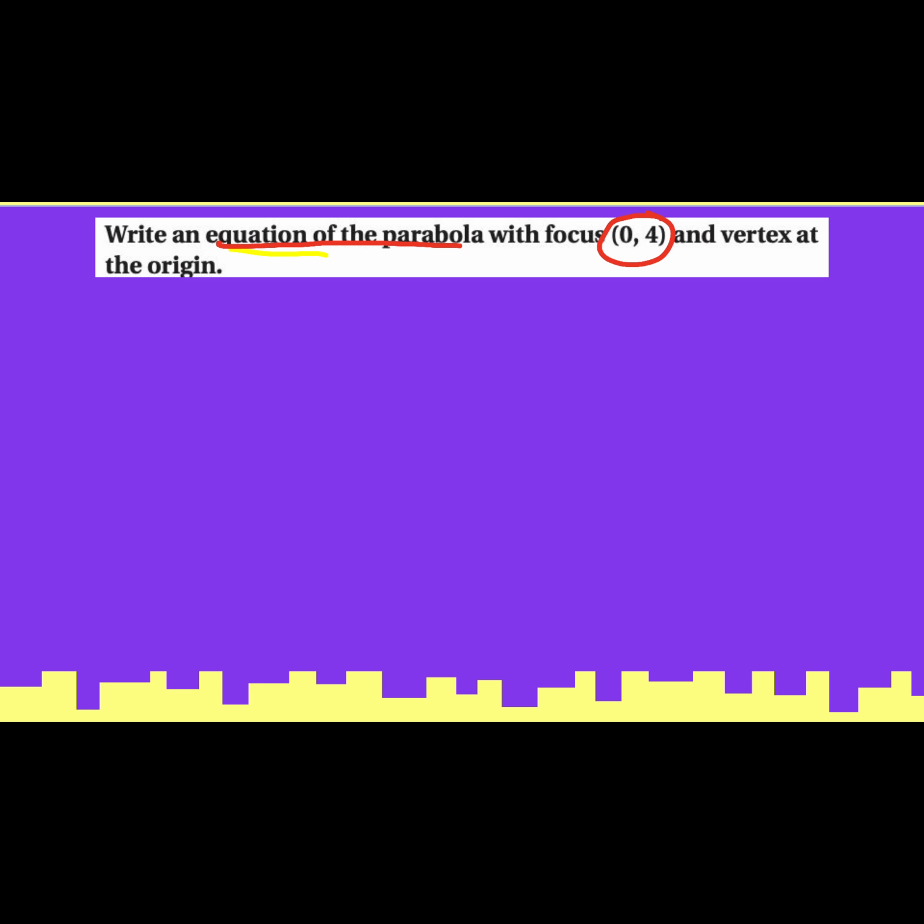With the focus at (0, 4), this time they tell us the focus, and the vertex is at the origin. So the vertex is at (0, 0). Correct? We know that to find the y value of our focus is 1/4 × p. And we need to write the equation, so we need to find what this a value would be.